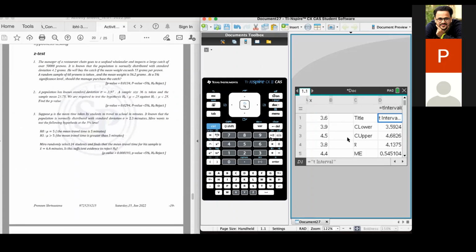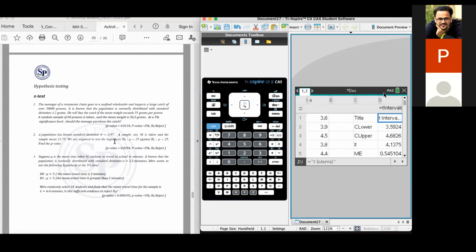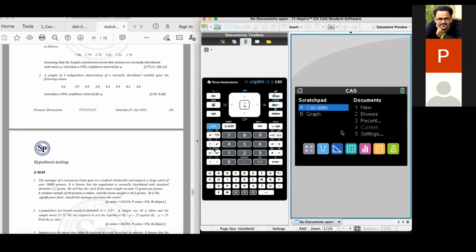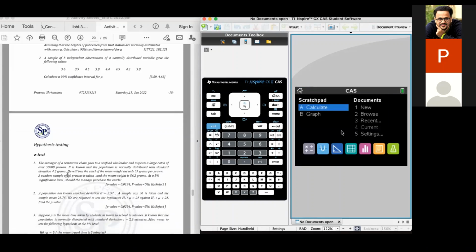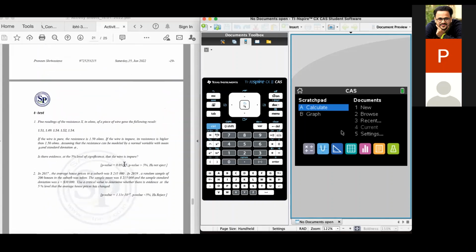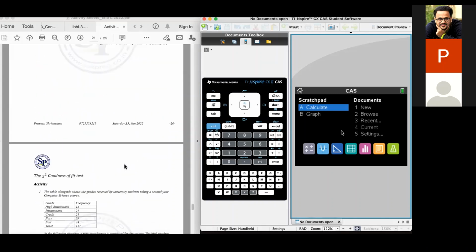I guess we can take one last question and we can wind up this session. All right, so the next thing we can take here is hypothesis testing. And in the hypothesis testing, of course, again that will be the T test.